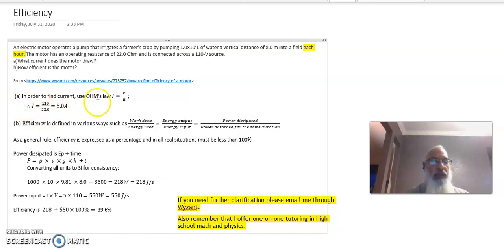In order to find current, we apply Ohm's law, which is I equals V over R. I is the current, V the voltage, R the resistance in the circuit. And from that, since we already have the voltage as 110 and the resistance as 22.0 ohms, the current comes out to 5.0 amperes. Okay, so that's, like I said, simple and straightforward.